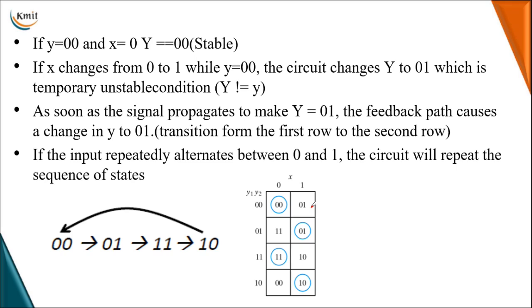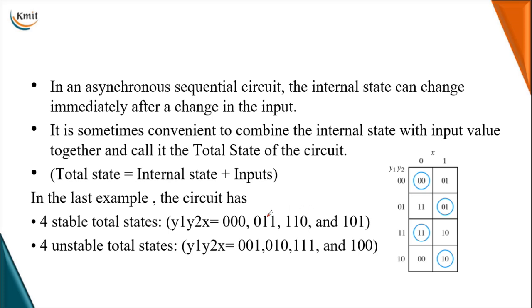So for 0 0, it will move to the other state which is called the transition state. So when you want to find the stable state, we can also include the x input with your present state. Now the stable states, if I include the present input: 0 0 0 is one of the stable states, next 0 1 1 is another stable state, 1 1 0 is the third stable state, 1 0 1 is your fourth stable state. So this circuit would have 4 stable states, and it is having 4 unstable states.